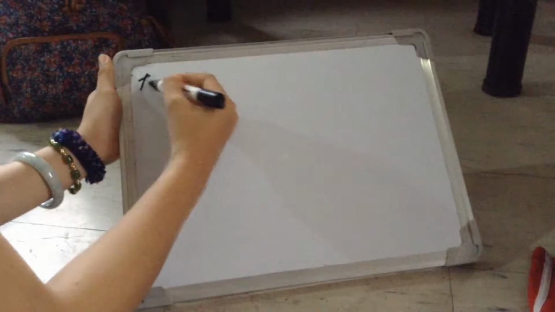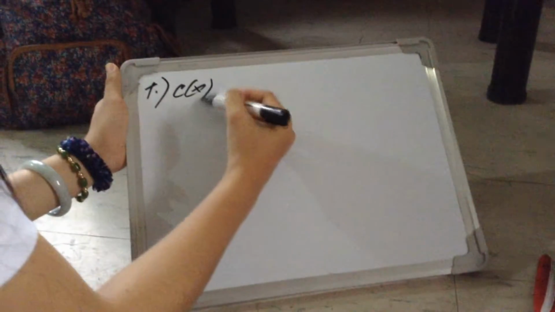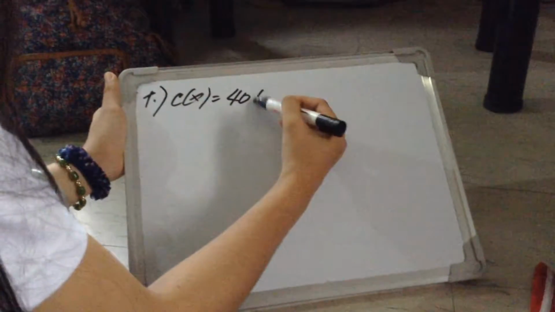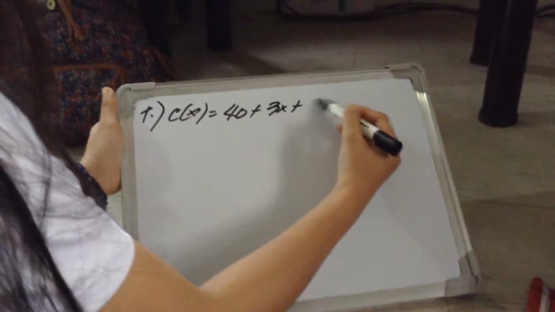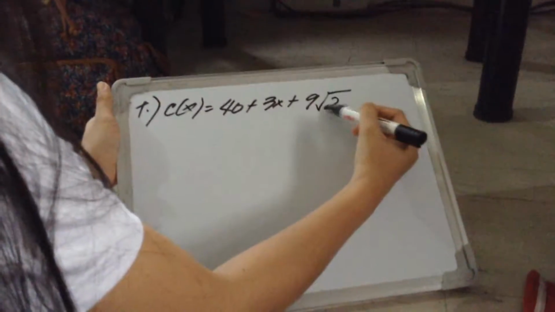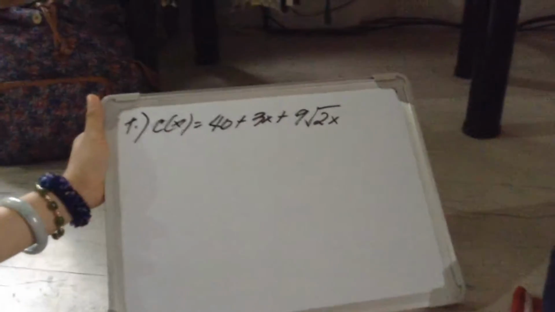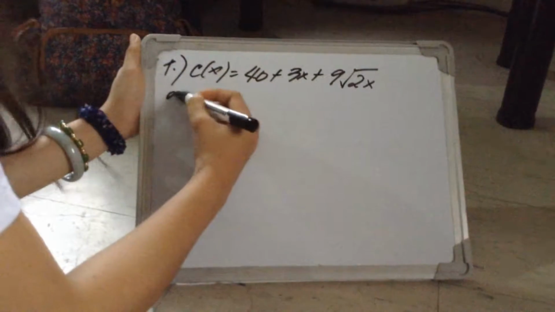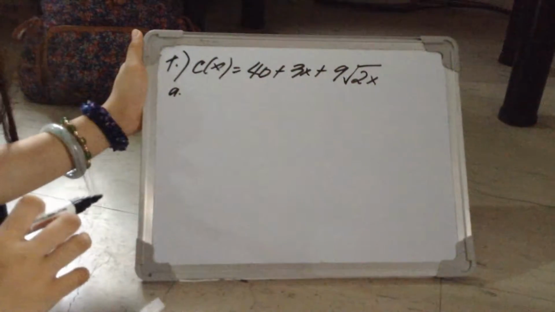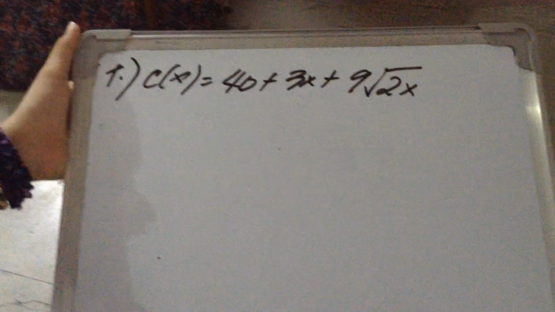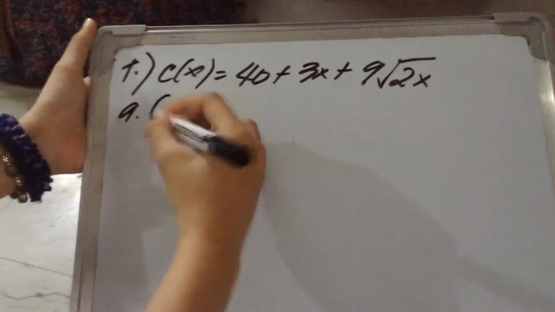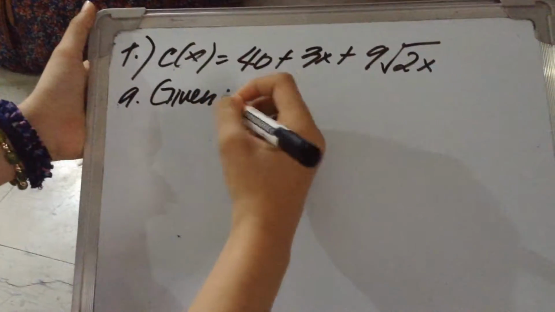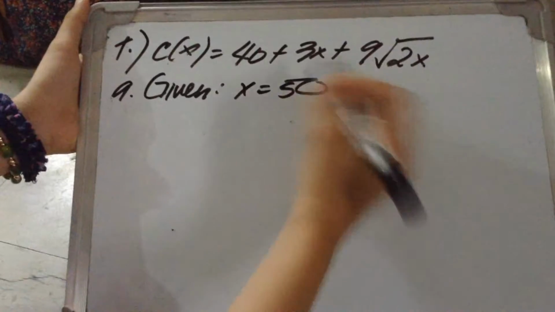The number of dollars in the total cost of producing x units of a certain product is given by C of x equals 40 plus 3x plus 9 times the square root of 2x. For problem 1A, find the marginal cost when 50 units are produced. Now, for problem 1A, the given is x equals 50.